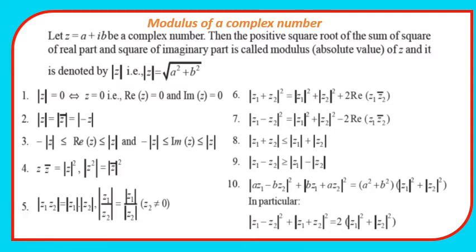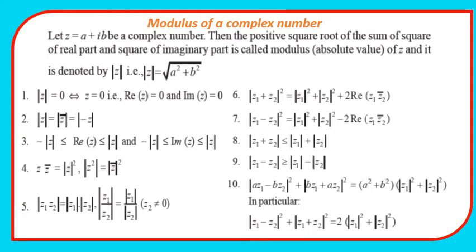If you multiply z into z bar, you get modulus z square. That is, modulus of z square is equal to modulus of z bar square. Modulus of z1 into z2 is equal to modulus z1 into modulus z2. Division, that is modulus of z1 upon z2, is equal to modulus z1 upon modulus z2.